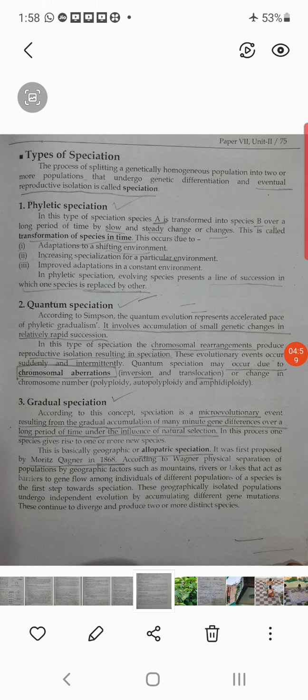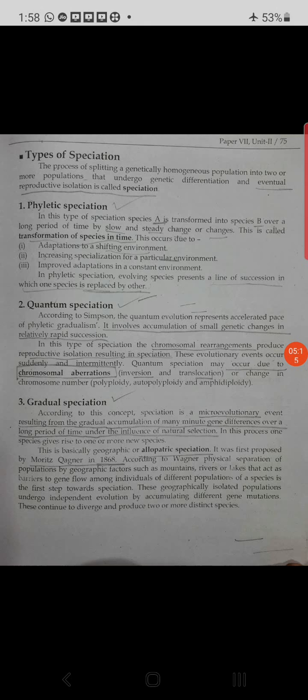In simple talk I will explain to you, due to the changes in the chromosome structure, whatever changes we see in the upcoming animals or progenies, that is called quantum speciation.